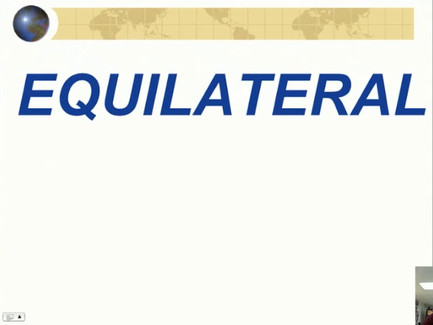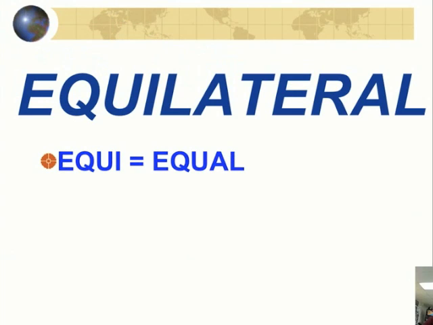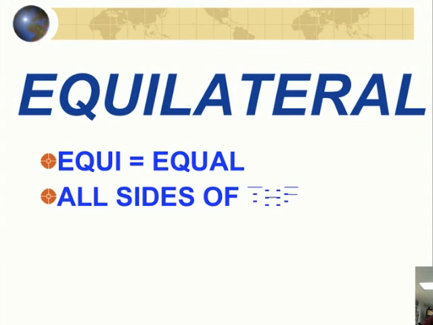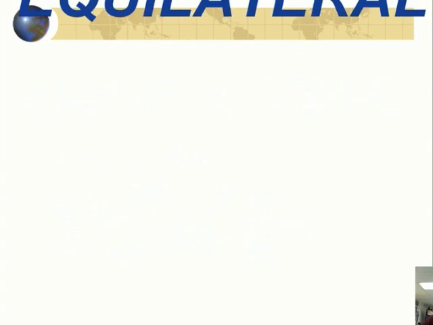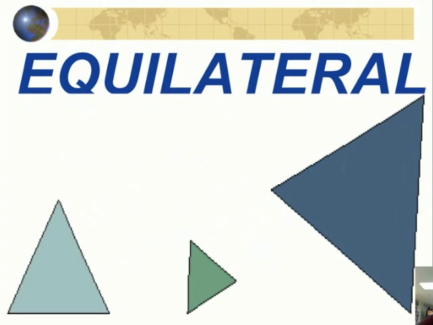The last one is equilateral, and again the word equi comes from the word equal, so if it's an equilateral triangle, we're looking at all the sides of the triangle being equal or congruent. So in regards to what they look like, here you go. Again, you have all of the sides looking equal. And again, you can orient your triangle any direction that you'd like. So you've got to be careful with that.